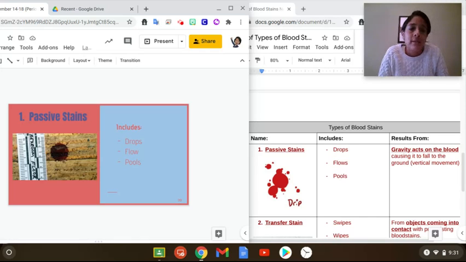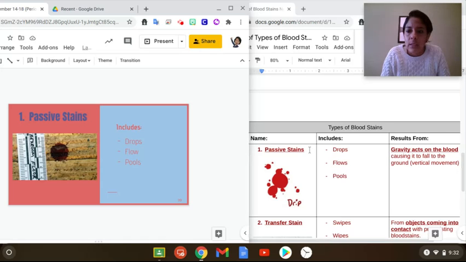So we have passive stains. Passive, the name here, we want to write that next to number 1, and we're really going to want to remember these different types. So passive, the blood is moving on its own based on gravity. So these include things like drops, flows, or pools.